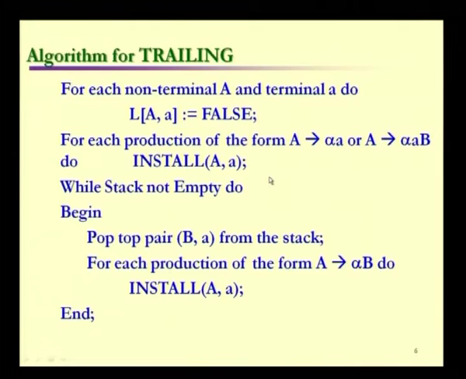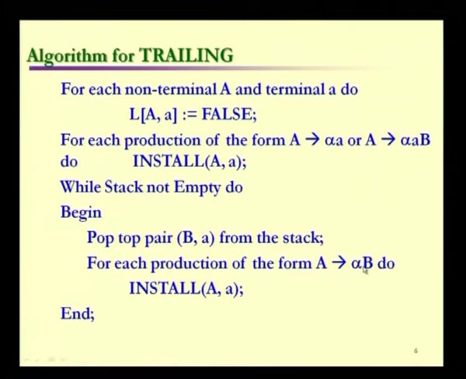See, for that, every entry we are making into the install, that is the symbol, we need to add it into the stack. So, we will be having the stack operation. We will be pushing them, and we will go for a loop where we will pop the top pair, which is going to be b comma a, and then we will be looking for productions of the form a derives alpha b.